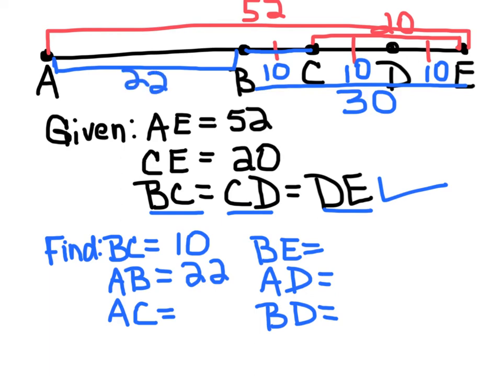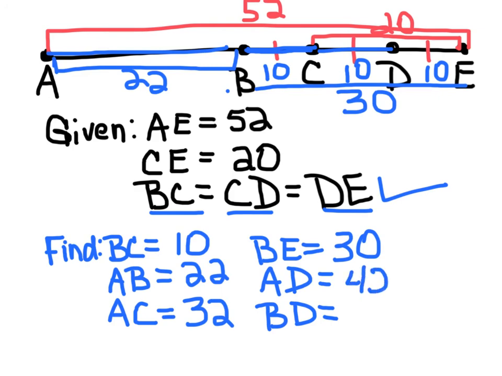Next, the distance from A to C. If we know from A to B is 22 and B to C is 10, then again we do the segment addition postulate, and 22 plus 10 is 32. B to E: we know each of those segments is 10 units, so again we use segment addition. BC plus CD plus DE, 10 plus 10 plus 10, has to equal 30. Now A to D: we have segment AB plus BC plus CD, so 22 plus 10 plus 10 is 42.